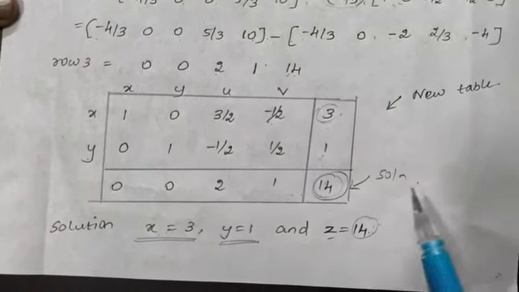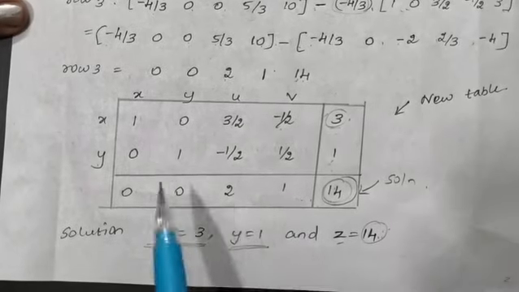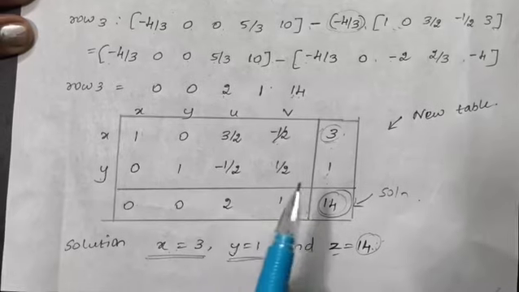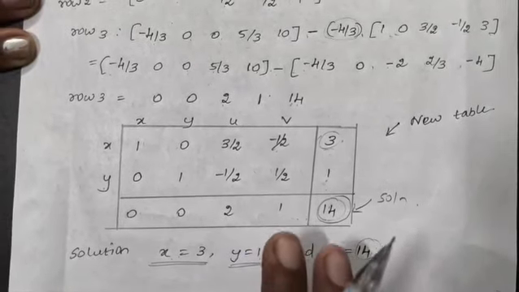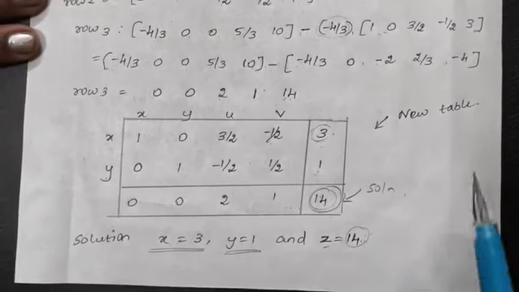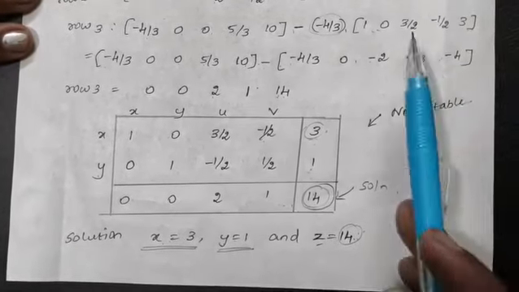In this iterative improvement method, once you reach the last step, that is, there is no negative entry, we can stop the process. We are stopping the iterative improvement process and we are getting the optimal solution. In this way, we can find the solution of the simplex method.